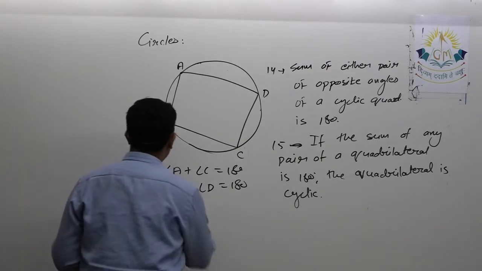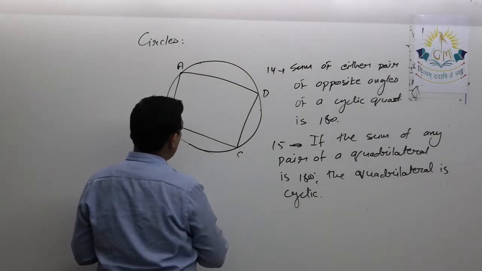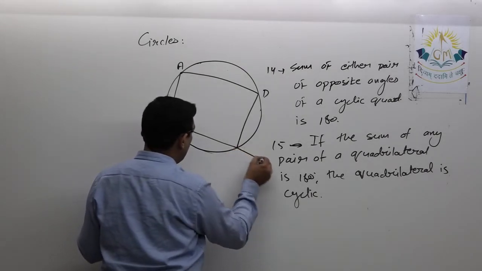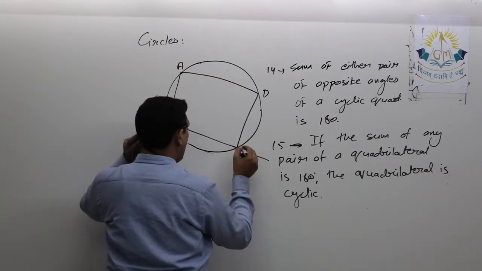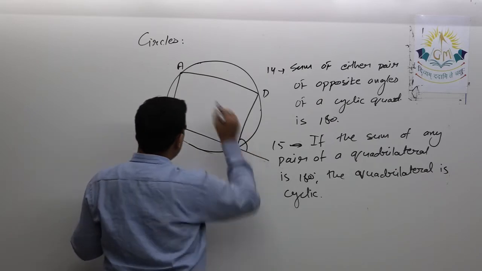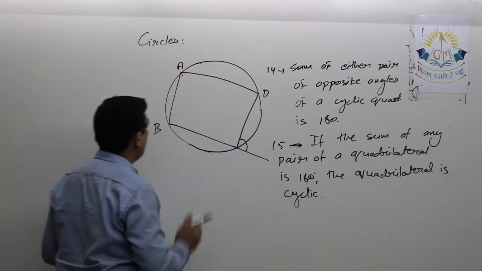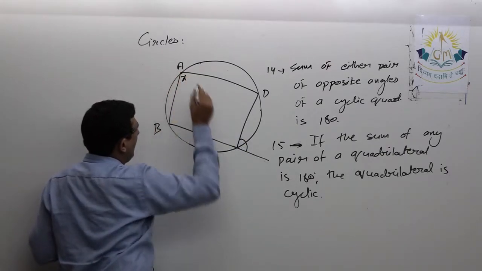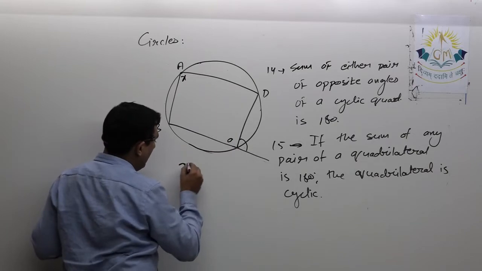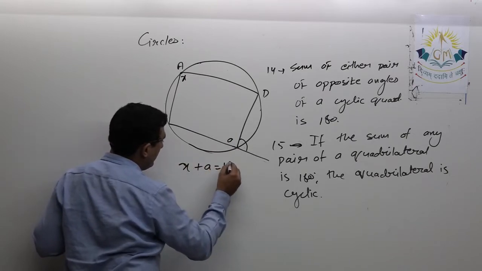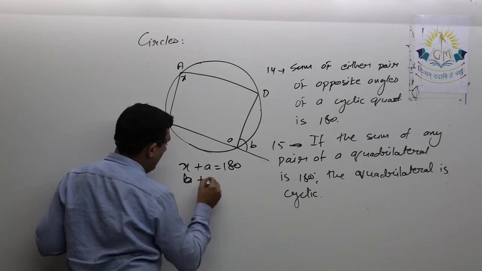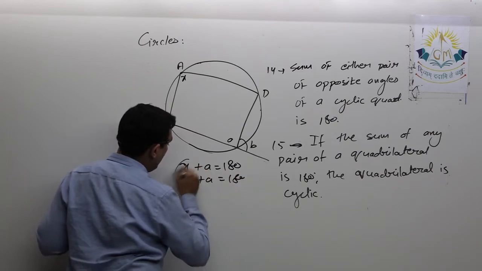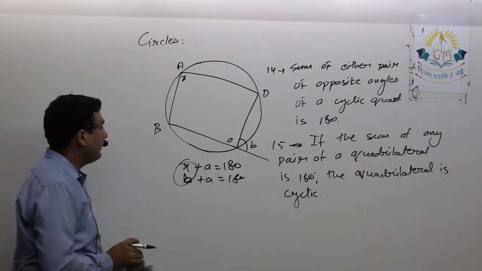Okay. Now one more property of cyclic quadrilateral. See, if I produce this angle, so I will say this is the exterior angle of the cyclic quadrilateral. Now this angle is equal to opposite interior. See, it's very simple. I can say x plus a is equal to 180, and this is b. So b plus a is equal to 180. That means x is equal to b. Simple.